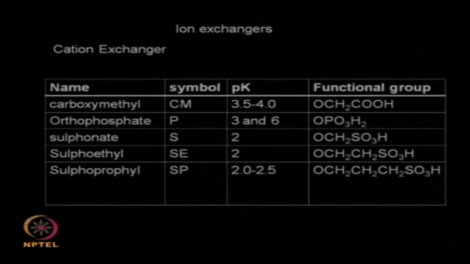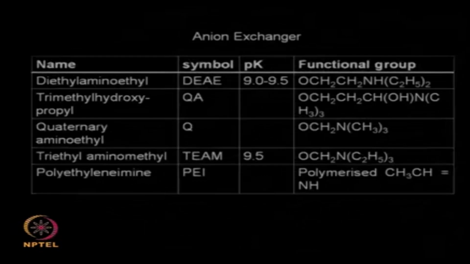So typical ion exchangers, if you have a cationic exchanger, I could use carboxymethyl, we can use orthophosphate, we can use sulfonate, sulfoethyl, sulfopropyl and so on. Each one has different pK values, as you can see here. So depending upon the type of ions you would like to separate, we can use different types of cationic ligands anchored to the stationary phase.